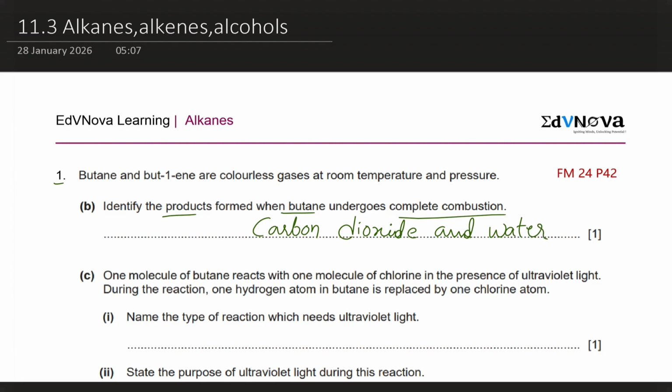Next, one molecule of butane reacts with one molecule of chlorine in the presence of ultraviolet light. During the reaction, one hydrogen atom in butane is replaced by one chlorine atom. Name the type of reaction which needs ultraviolet light. This reaction needs light to start, so it is called a photochemical reaction.